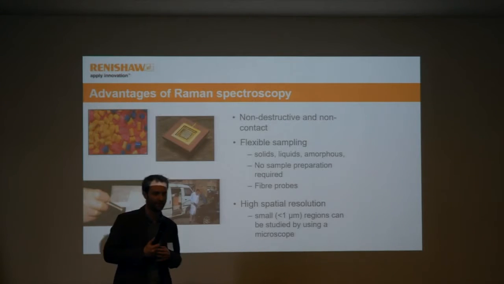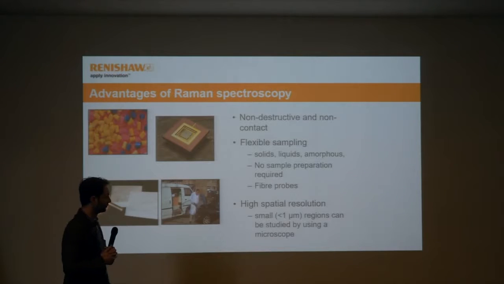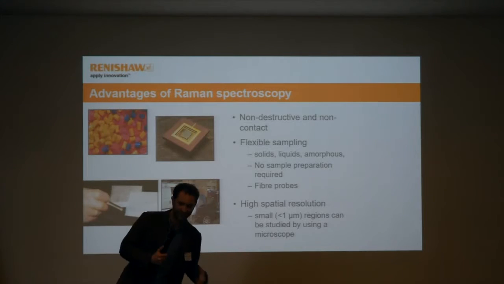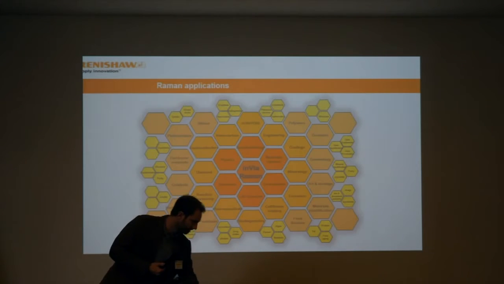The negative point of Raman is, as explained before, that this is quite a weak process, because only a tiny fraction of light has undergone the Raman effect. So it can be seen as quite slow, as opposed to other techniques like fluorescence.